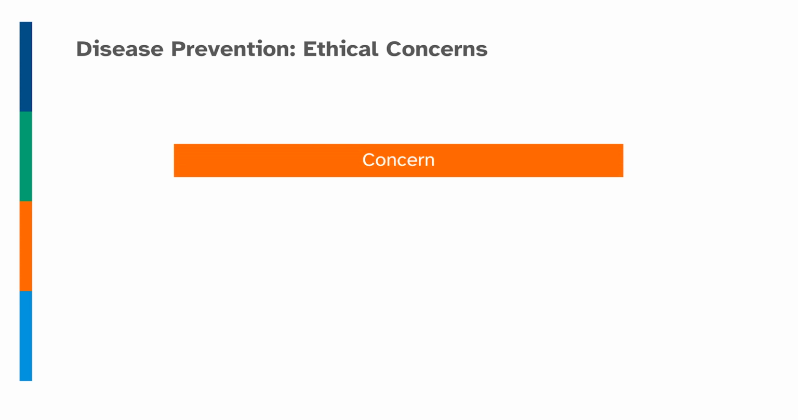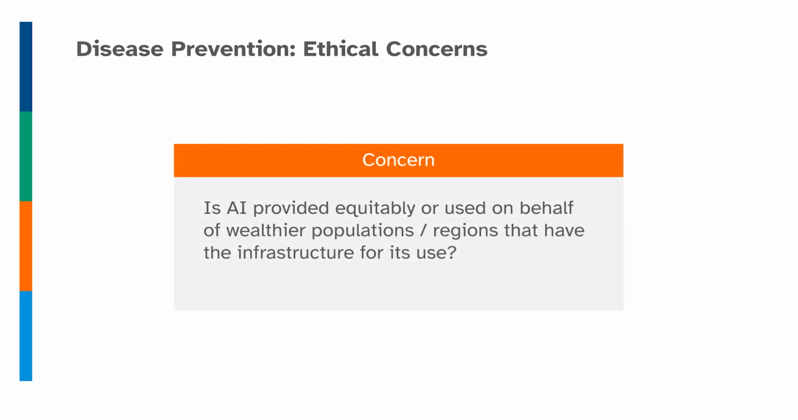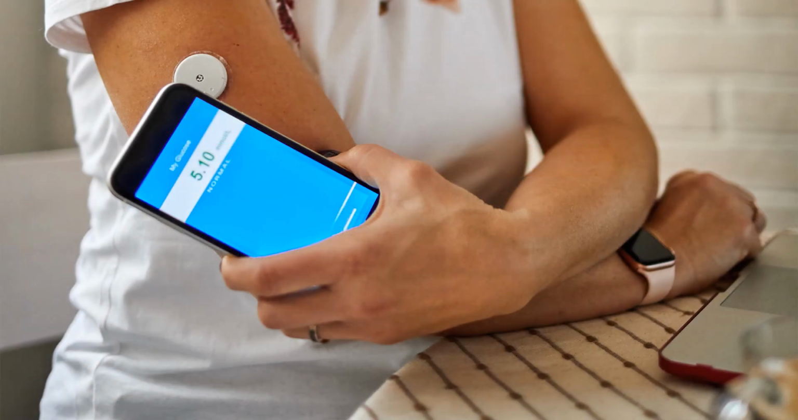One concern with such use of AI is whether it is provided equitably or if these technologies are only used on behalf of wealthier populations and regions that have the relevant infrastructure for its use. Furthermore, early adopters of AI, such as regional healthcare authorities, could lead to some patients having access to its benefits while others will not. This could challenge the human rights principle of equitable access to healthcare of appropriate quality.